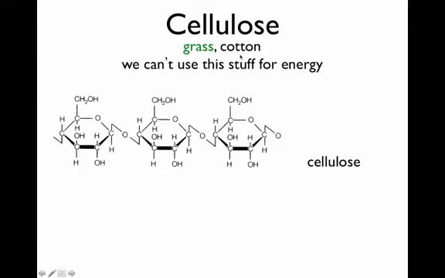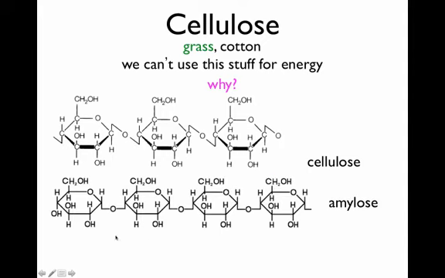Just to talk a little bit more about cellulose, cellulose is a polysaccharide that's found in grass, it's found in cotton. You can eat grass and you can eat cotton, you just won't get much energy from it. Your body does not know how to break this particular attachment to extract the glucose out of it. So we can't use cellulose for energy. We don't have the particular enzymes, the particular molecules that can break these attachments and get the glucose out.